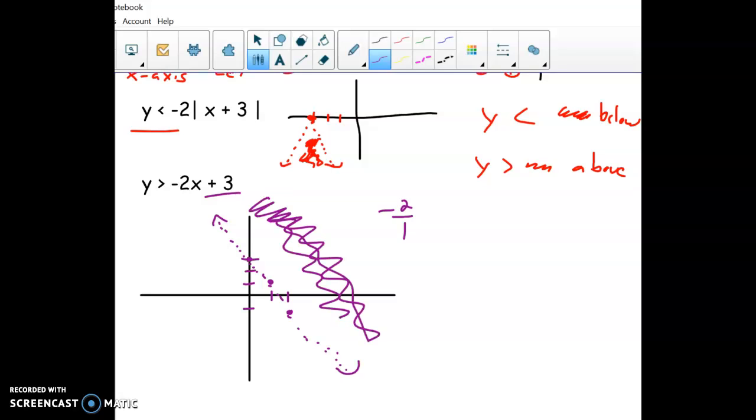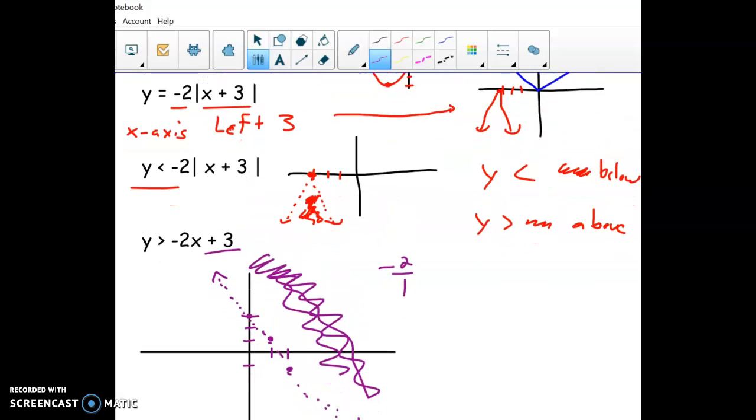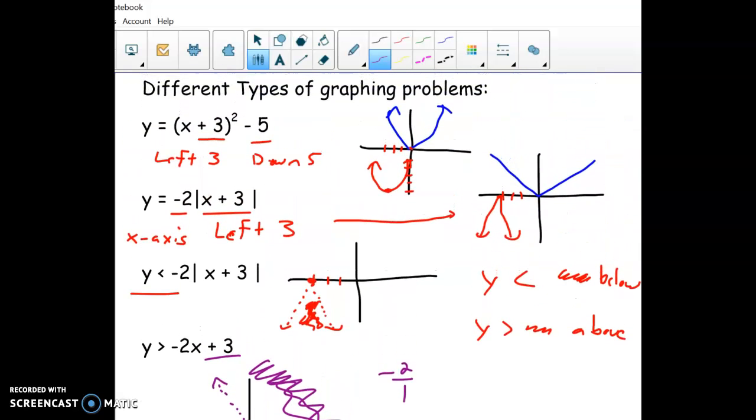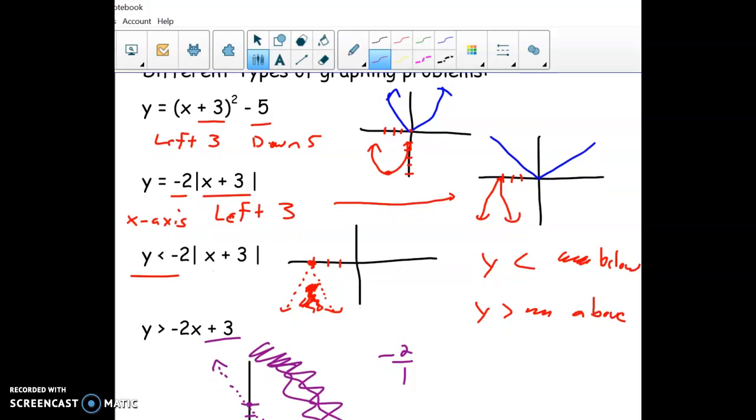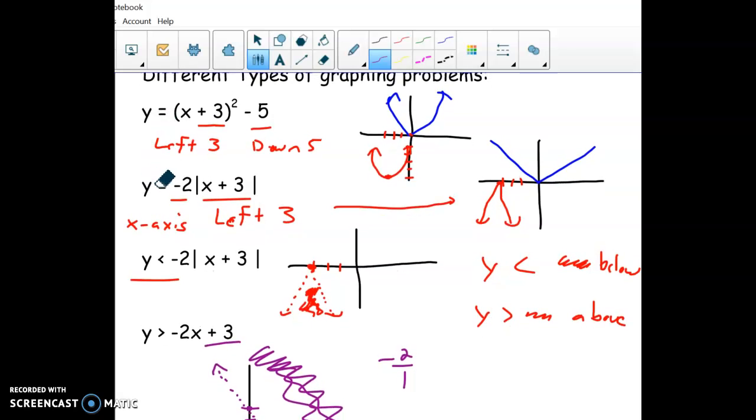Okay, so on this test, you'll see all sorts of different things. You'll see lines, V's, U-shapes, parabolas, and then sometimes there'll be inequalities, sometimes there'll be lines. So those are all the different things you got to watch out for.